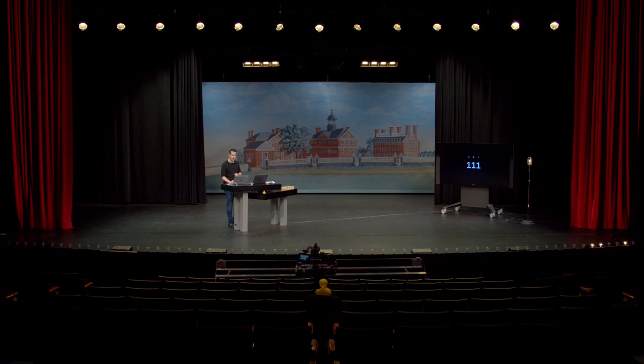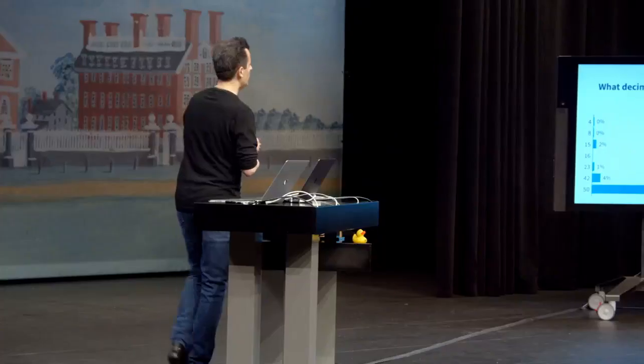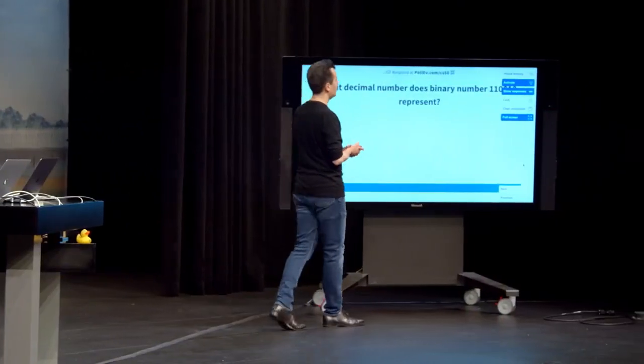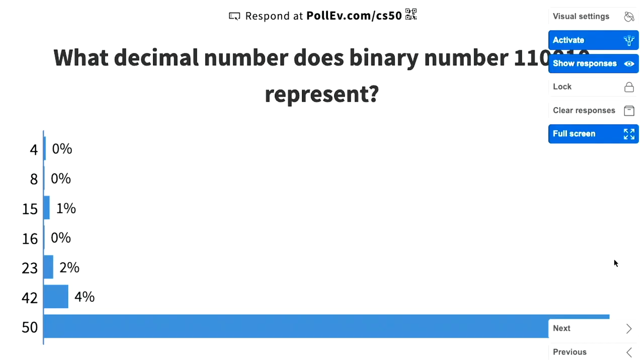And you should see now on your end this same question put in binary terms. What number in decimal does binary number 110010 represent? What decimal number does binary number 110010 represent from left to right? So here we have an overwhelming response. 50 is indeed the correct answer.